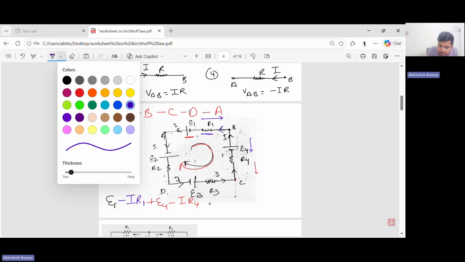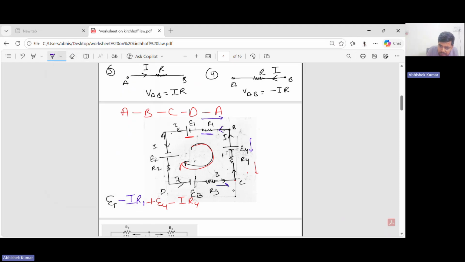Next point. You came here. What will come again? Current direction is this side, but you are moving in this way, so here you will write minus IR3. Positive to negative, so you will write plus E3. Now you came in this way. Just observe: again the direction of current is downward and you're going upward, so it is minus IR2. Any doubts? No. Now again you're going from positive to negative, so it is plus E2 equal to 0. I hope it is clear to you.